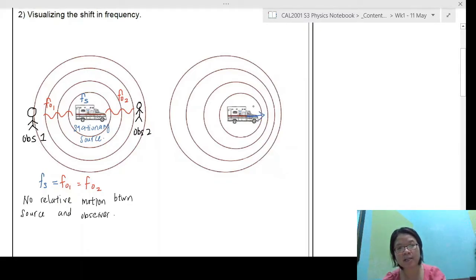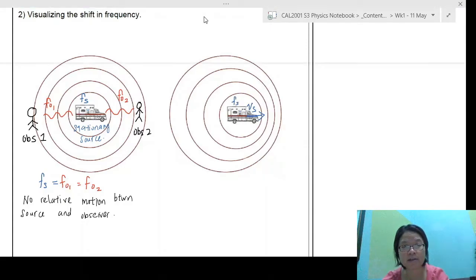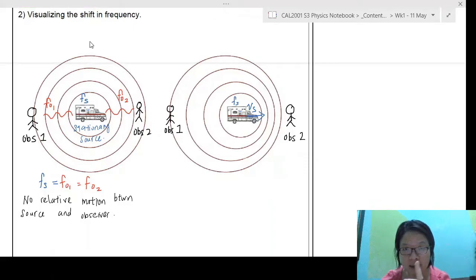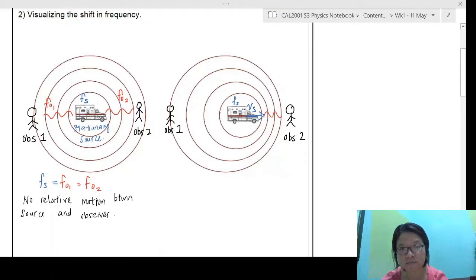No one is moving. Let's look at the second case, when the ambulance moves forward with the speed of vs and the frequency of the source is still fs. The siren is fs. I'm going to put my two observers in once again, observer 1 and observer 2. And in this case, what you will see is on one side, because the ambulance is approaching observer 2, the wave profile is actually squished together. The waves are closer to each other. Okay? And for observer 1, whom the ambulance is running away from, wow, the wave is stretched longer.